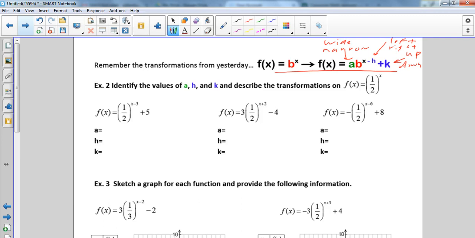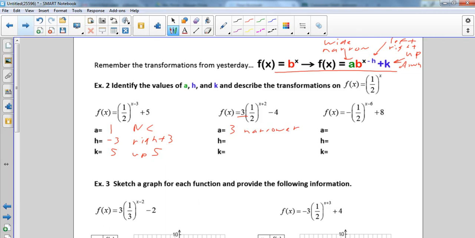So, example 2, A, nothing. Okay? Hasn't changed, so no change. H is -3, so it's right 3. Remember, it goes the opposite direction of what we would think. And then K is 5, or +5, so it goes up 5. Okay, this time we do have an A. It is 3. That is going to make it narrower.